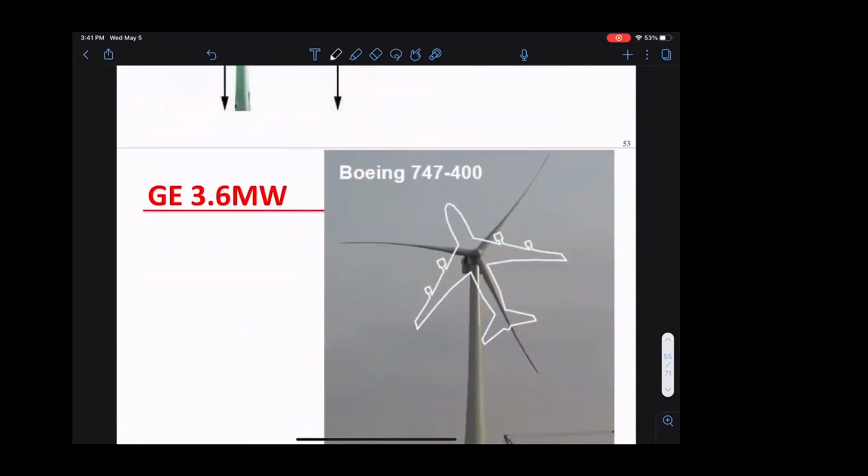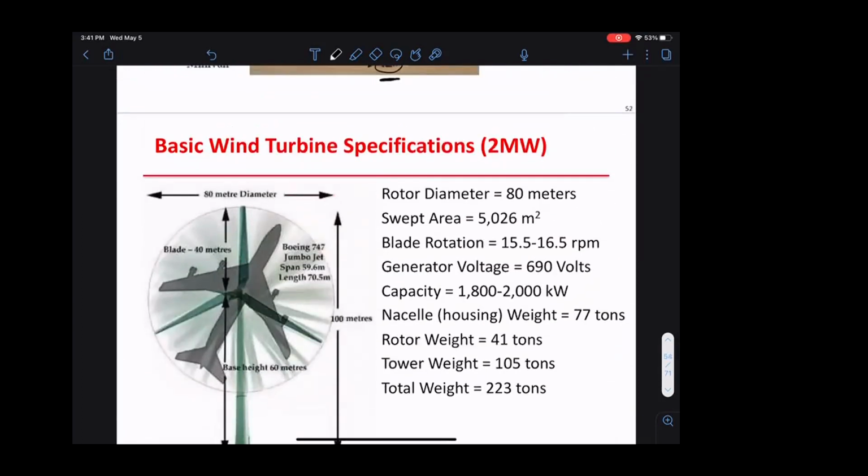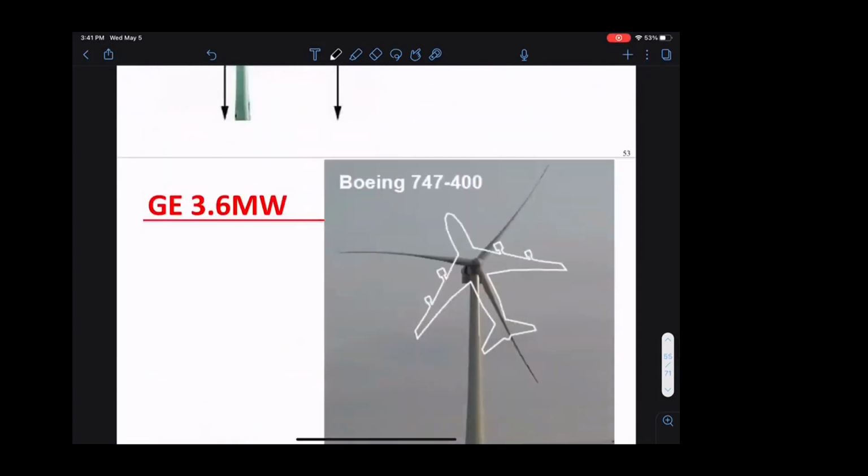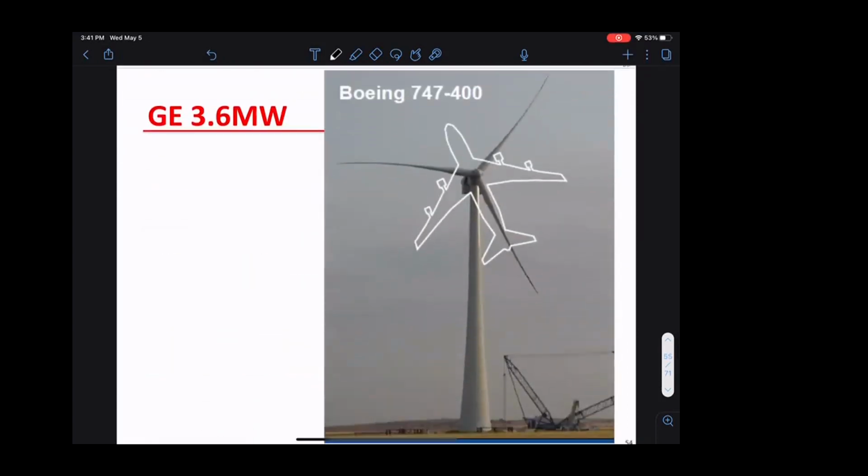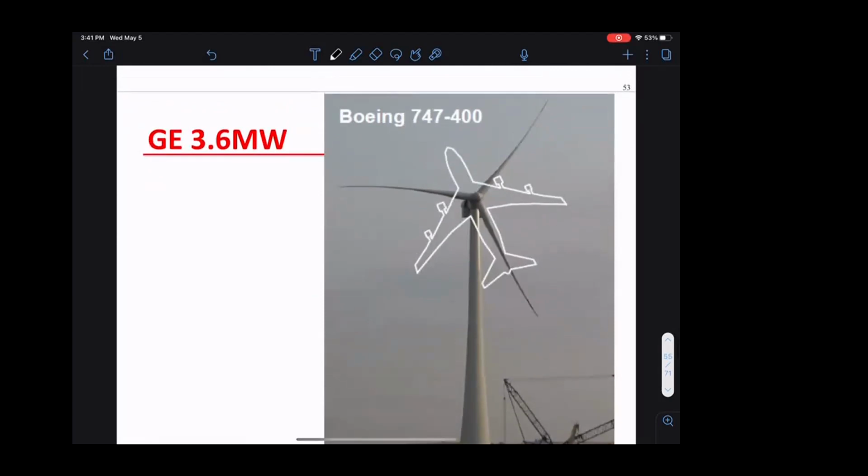You can fit a 747 in there. Wow. Yeah, you can fit a 747. This is a real picture of it, right? This is a real picture, and I traced out a 747-400. So these blades are actually longer than a 747.